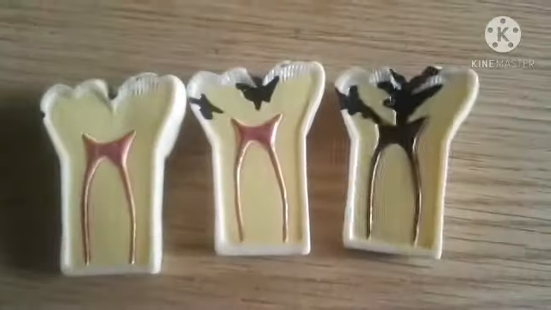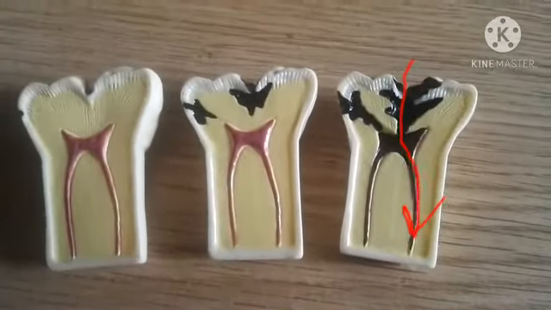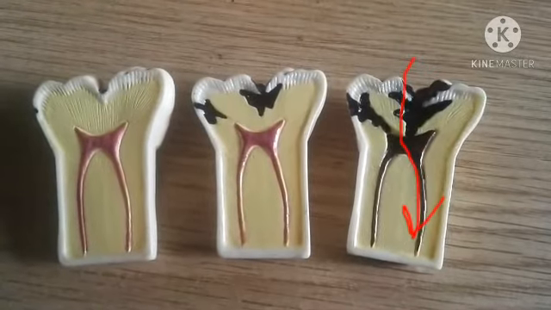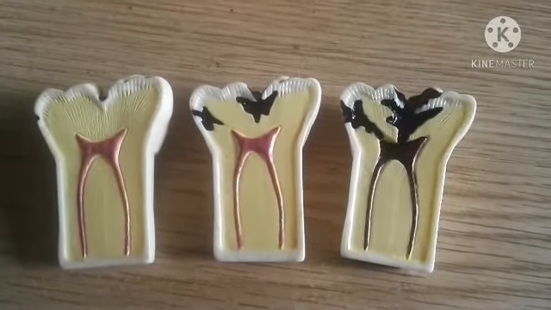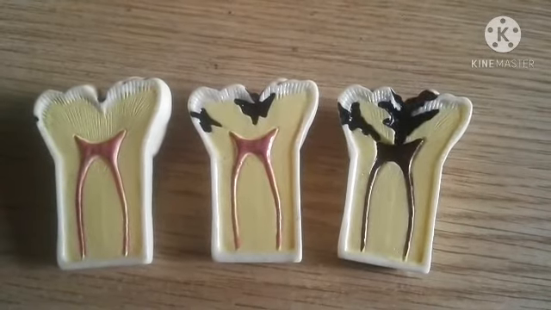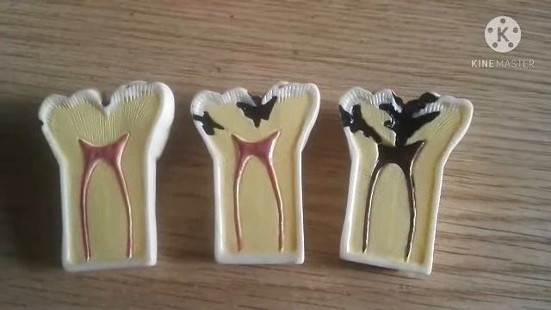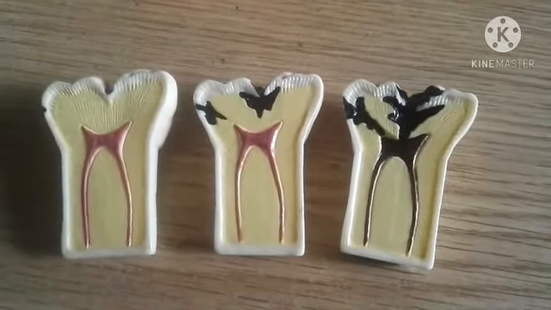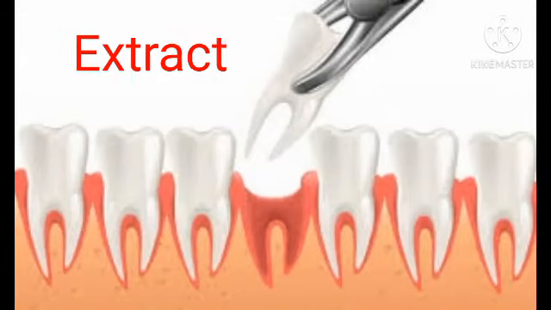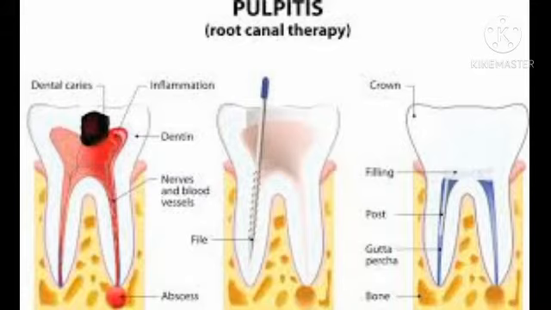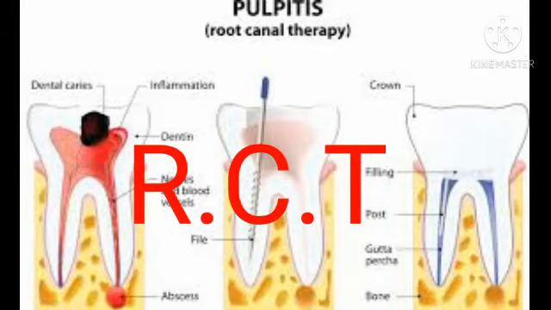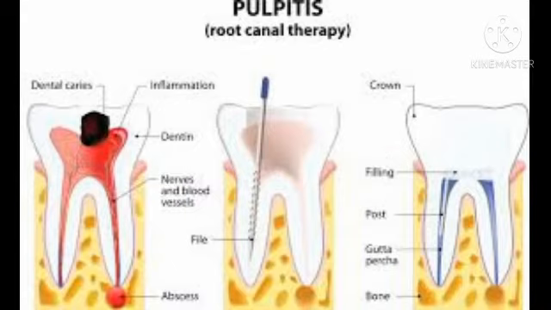If not treated at this stage, the decay will progress from the dentin straight into the pulp. This is the stage where the tooth becomes so painful that the patient cannot even sleep. The treatment options for this tooth are now limited, so we can only extract it, or we can do what we call root canal treatment. And this one is the most expensive treatment option.